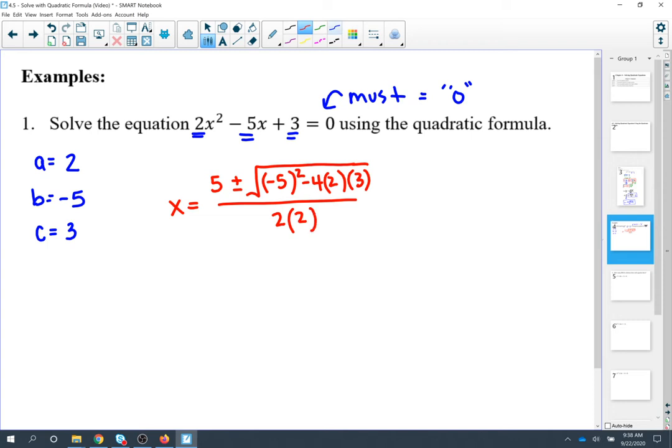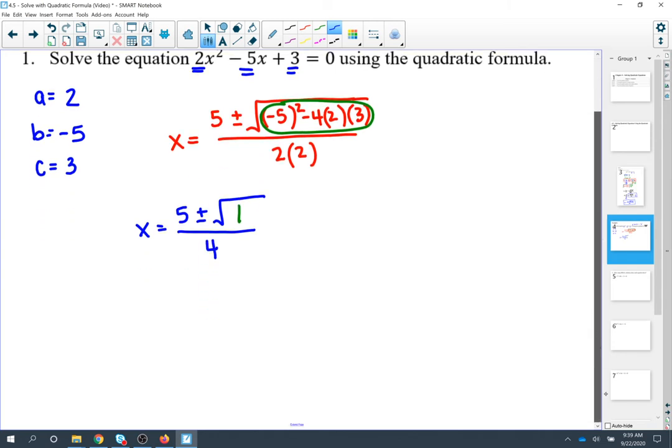Now, when I do this, I'm going to do it step by step. So we're going to have x equals 5 plus or minus the square root, which I'm going to make a little shorter, and I'm going to grab my calculator. In my calculator, I'm going to put in parentheses -5 squared minus 4 times 2 times 3, which is going to get me 1. All over 2 times 2, which is 4.